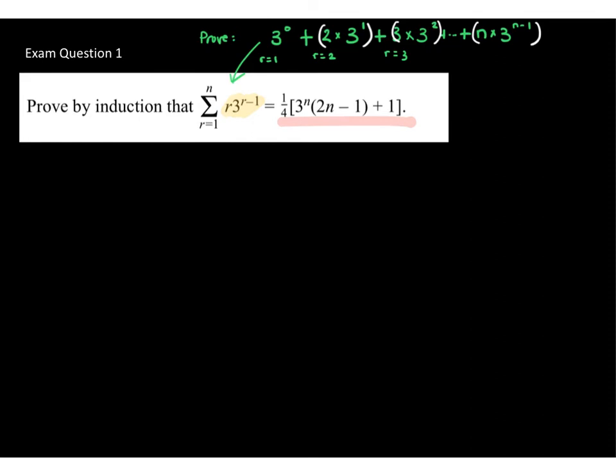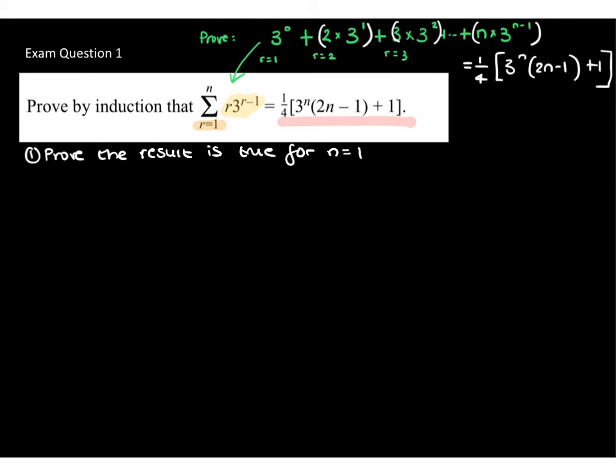So we're proving that this has a total of 1/4 (3 to the power of n (2n minus 1) plus 1). Quite complex, there's a lot in that actually. So let's start off, let's prove the result is true for n equals 1, which is our starting value. Again, you can see from here we're starting with a value of 1. Now, the left-hand side is then simply the sum of one term, and we've worked it out previously, that's 3 to the power of 0, which is equal to 1.